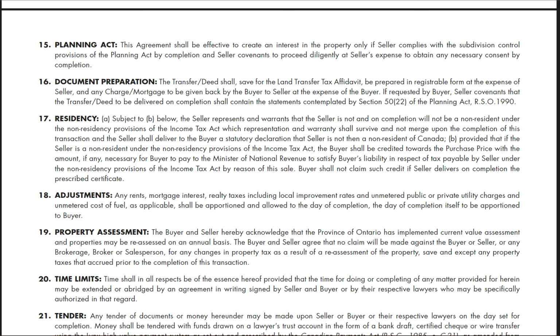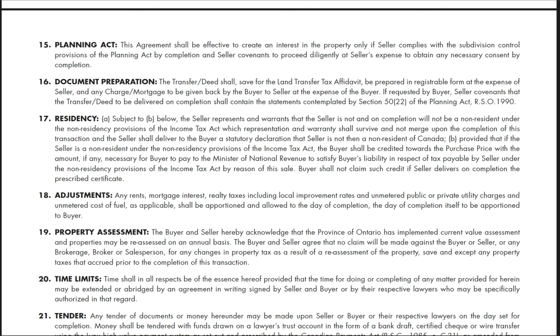Adjustments. So adjustments are related to taxes, utilities, rent, and mortgage interest, and must be split between the buyer and the seller. So the seller is responsible for the costs up to, but not including, the day of closing. So they're up until the day of closing, but not including the day of closing, the seller is fully responsible. The buyer is responsible from the closing day forward.